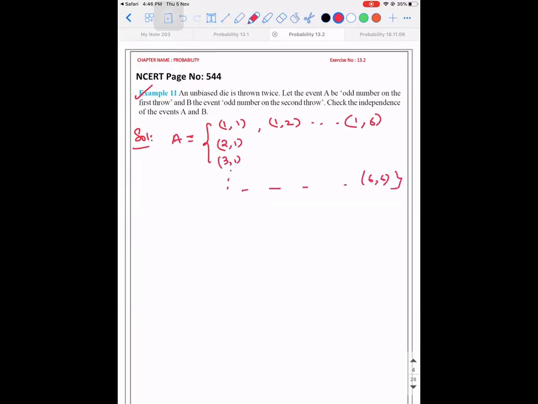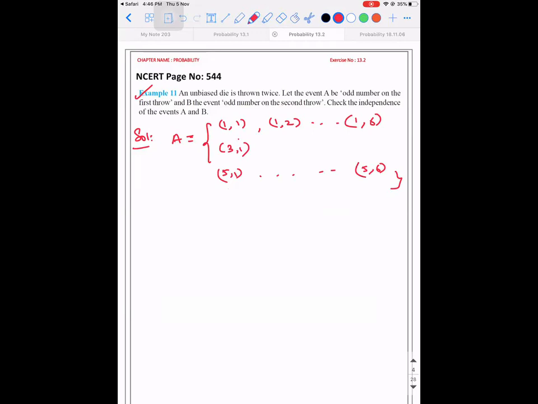Sir, (2,1) won't come. Yes, it won't come. The odd number should be on the first roll, right? Sorry. So it is (3,1), (5,1), and the last term will be (5,6). So how many such elements are possible? 18.